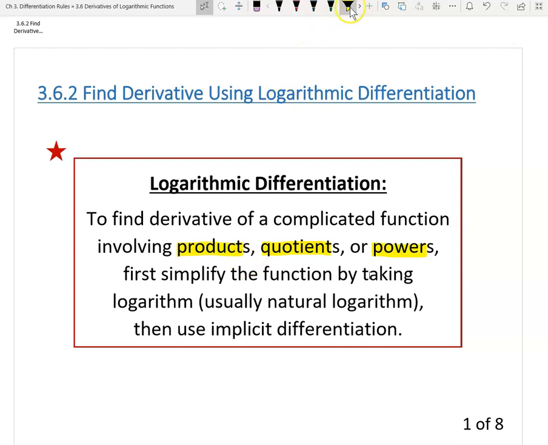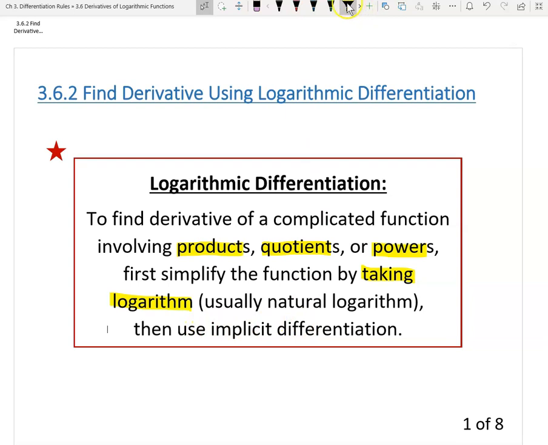Can we see? Let me highlight. Now is the logarithm. For these complicated functions, the first step is to simplify the function by taking the logarithm of both sides. Usually we take the natural logarithm because the natural logarithm is simple. This step can help us simplify the function. After simplifying the function, what do we get? We will get an implicit equation.